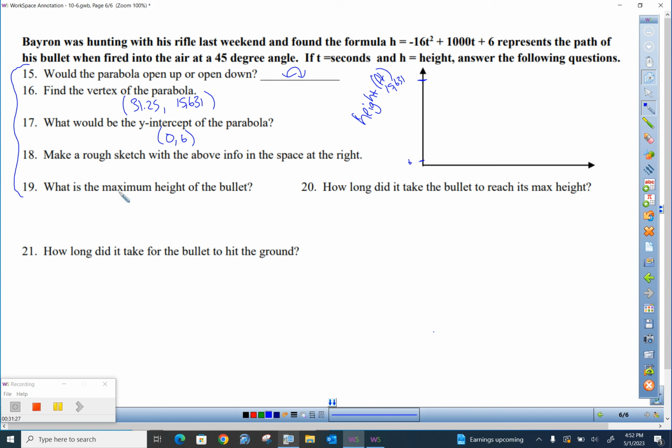Okay, so the maximum height was at 15,631 feet, and it took 31.25 seconds to get there. Okay, because again, this is always seconds along the x-axis. So now to hit the ground, we're thinking 0 equals, because remember, the ground is a height of 0, or y equals 0.